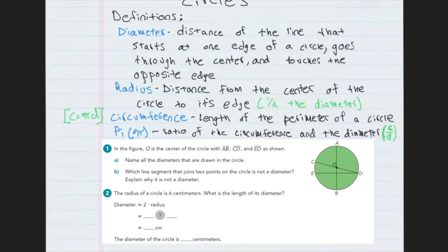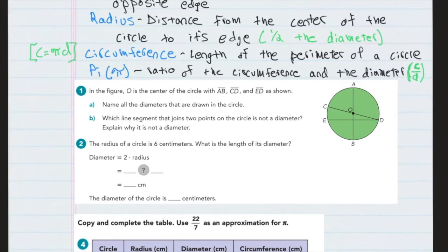And let's get into the first example. So in the figure, O is the center of the circle with line segments AB, CD, and ED as shown. Name all the diameters that are drawn in the circle. So remember, a diameter has to go through the center of the circle. So which lines do that?